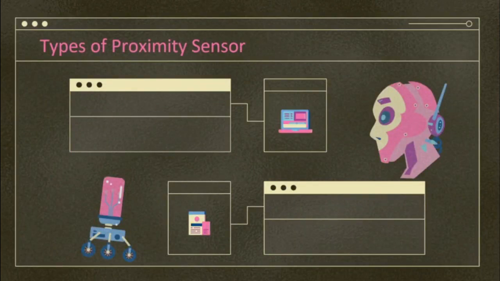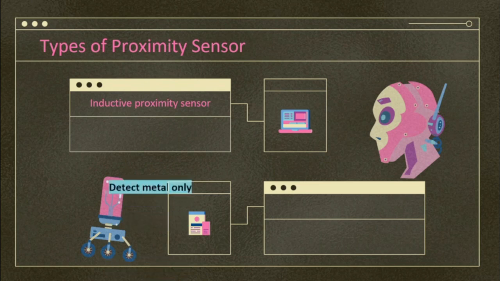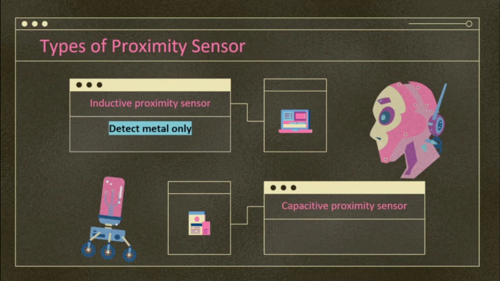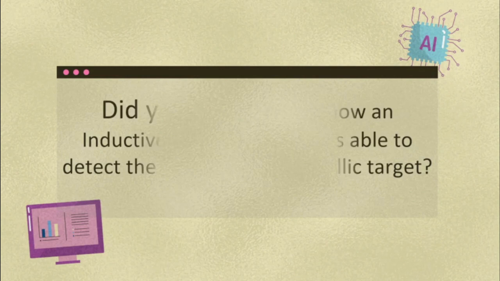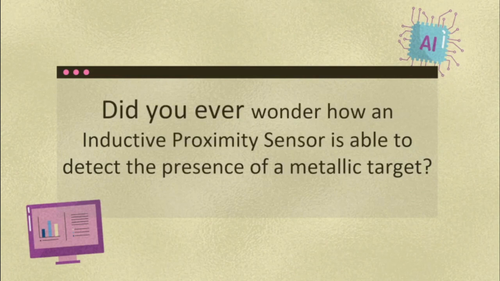Types of proximity sensor can be an inductive proximity sensor, which can detect metal objects only, and a capacitive proximity sensor, which can detect metal and non-metal objects. Did you ever wonder how an inductive proximity sensor is able to detect the presence of a metallic target?